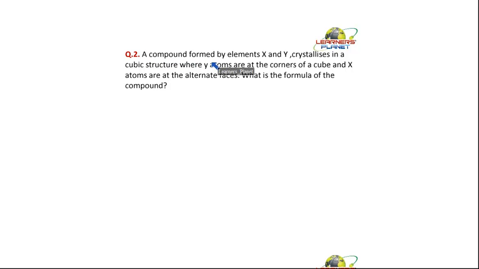Now a compound formed by elements X and Y crystallizes in a cubic structure where Y atoms are at the corners of a cube and X atoms are at the alternate faces. What is the formula of the compound? Now for such type of questions, let's draw a cube over here.